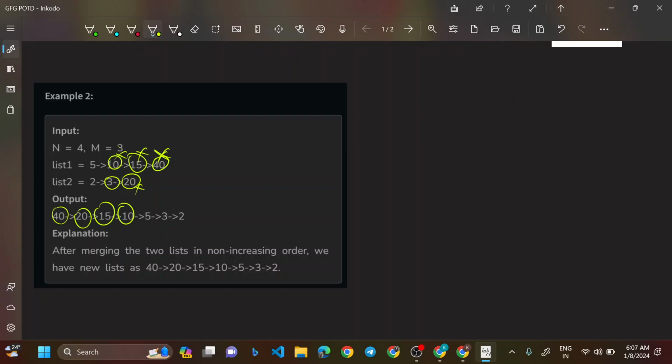10 is out of the picture. Now what is 5? 5. So you're on 5. Okay, so comparing 5 and 3, which is bigger? 5. So this is also out of the picture.